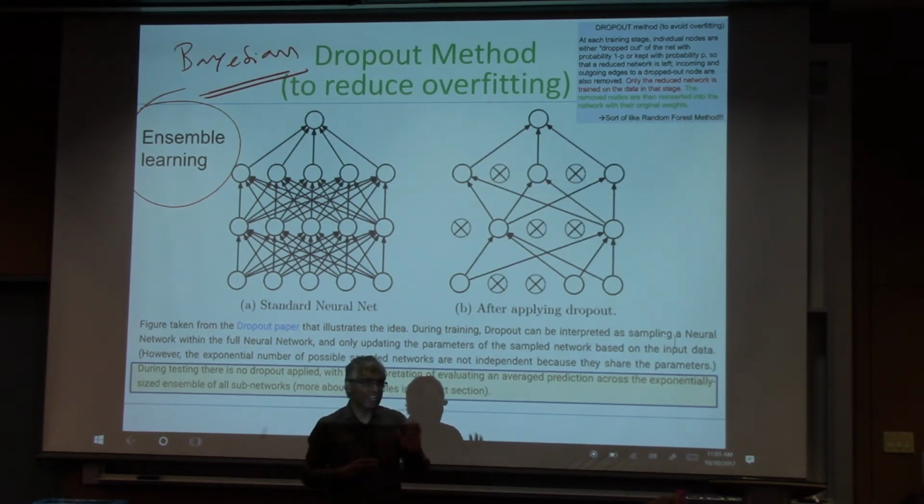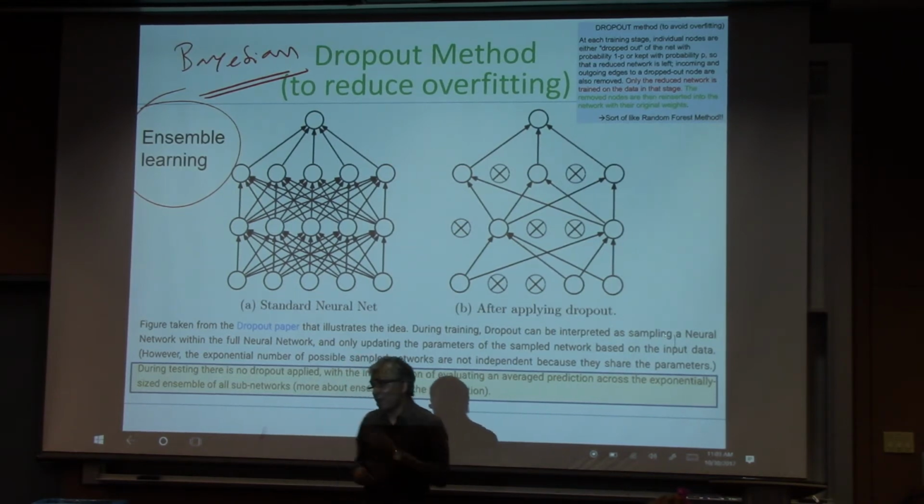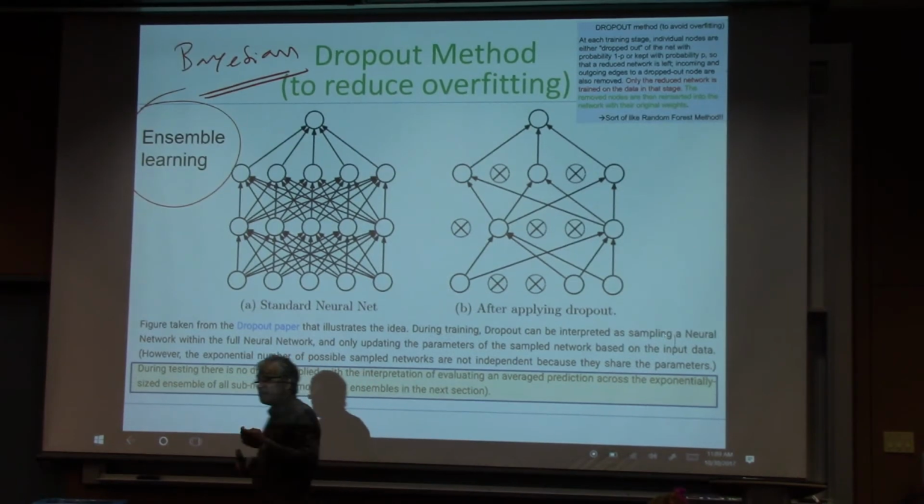Dropout is one of those great ideas. Just along with the Xavier initialization, dropout is one of these great ideas that made large-scale neural network training actually possible from a theory standpoint.